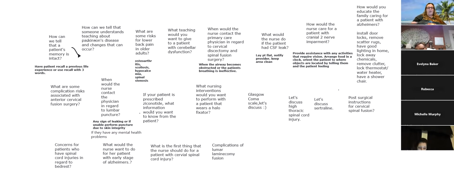Do you have to order something special in the hospital? Can they sleep on a regular bed mattress or an air mattress? Okay?